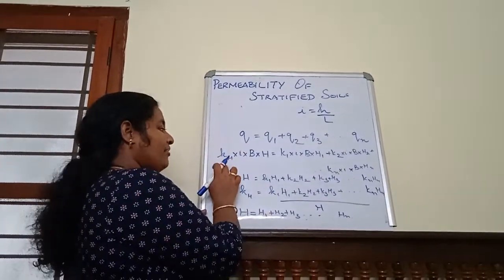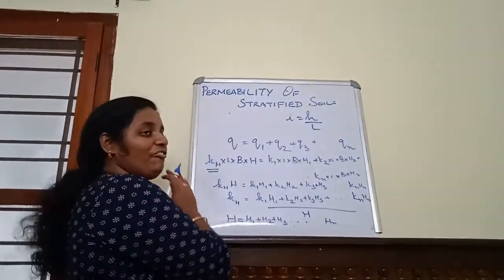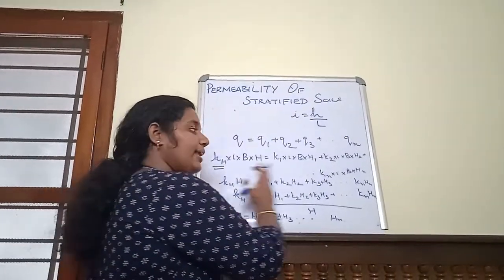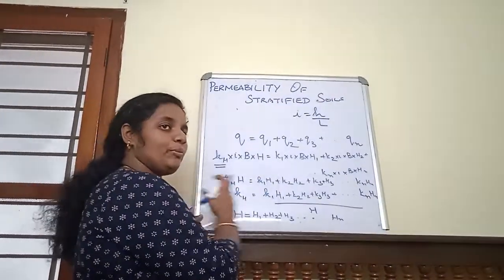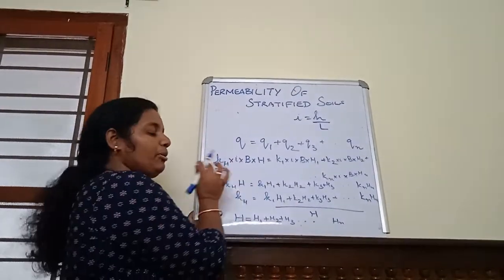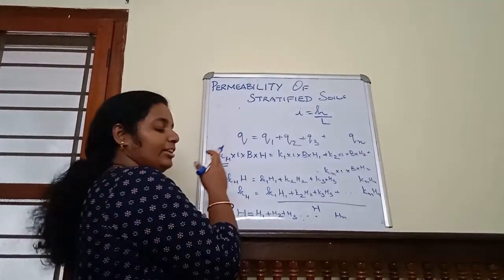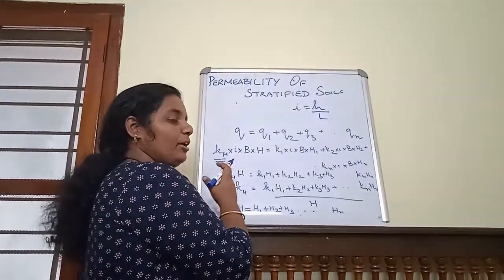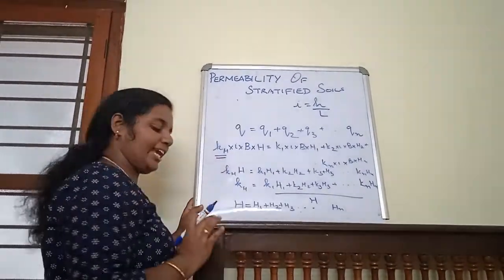So I hope you have understood. KH is the average coefficient of permeability when the flow of water is parallel to the direction of stratification. That is, in most cases it will be in the horizontal direction. That is why we mark it as KH, when water is flowing along the direction of stratification.